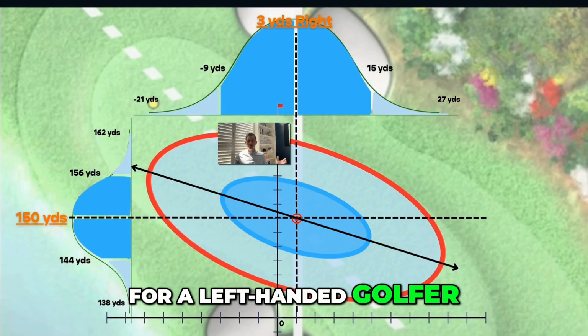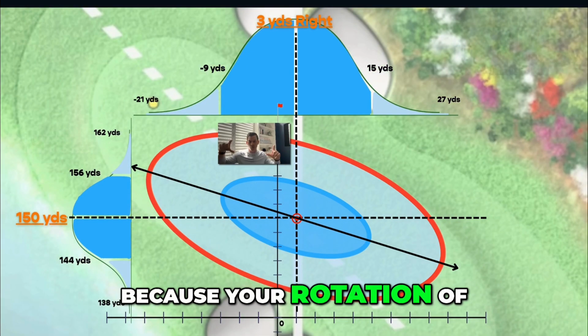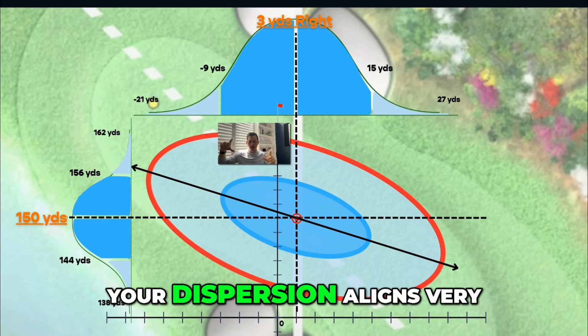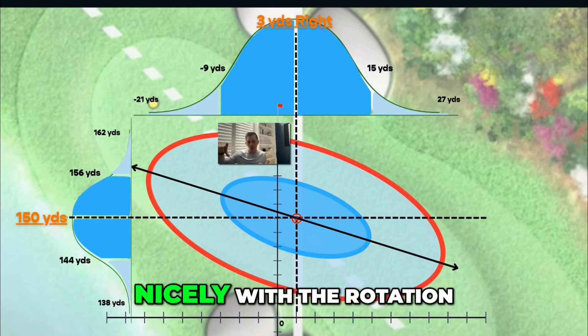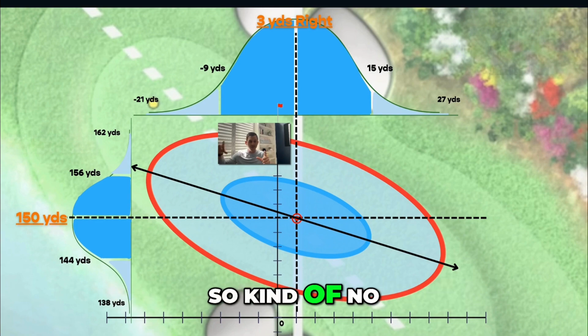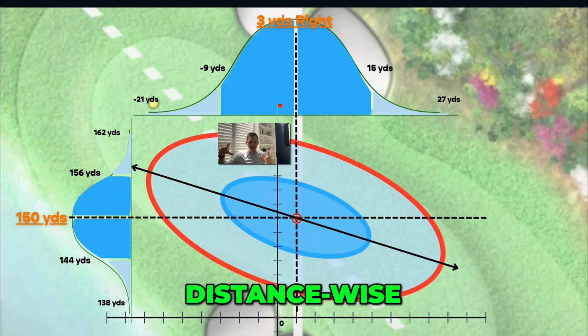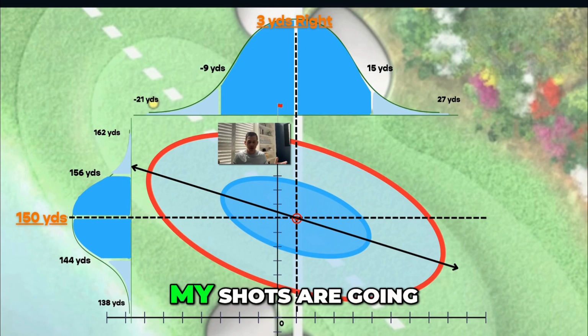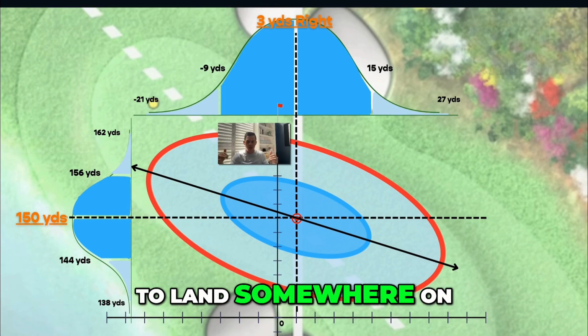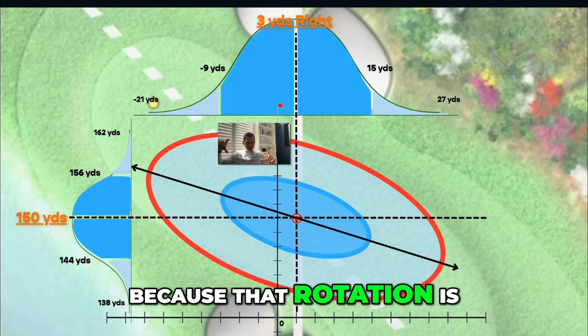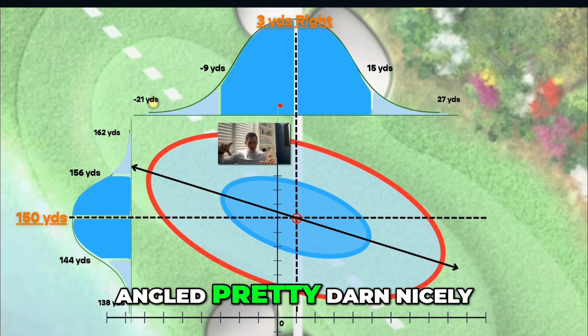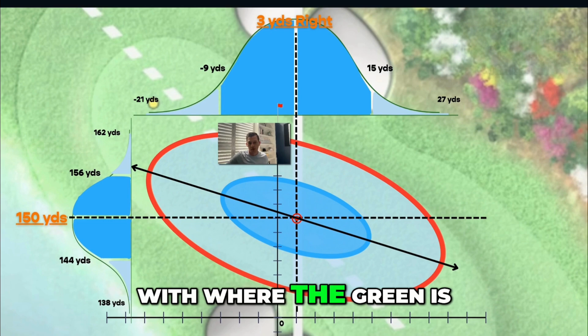For a left-handed golfer, it's actually quite easy because the rotation of your dispersion aligns very nicely with the rotation of the green. So no matter where I put that, distance-wise, the vast majority of my shots are going to land somewhere on the green because that rotation is angled pretty nicely with where the green is.